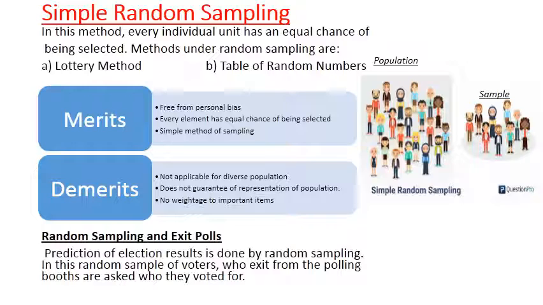So it is a very simple method of sampling. Demerits: it is not applicable for diverse populations. What does that mean? If you have a population with diverse features, then when you are selecting randomly, there is a possibility that all the features of the population may not be depicted in that sample. Those may not be available in that sample, because we are selecting randomly.